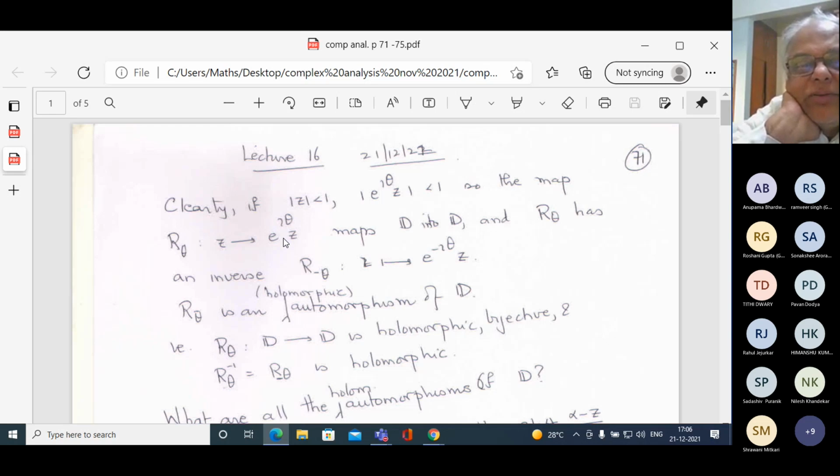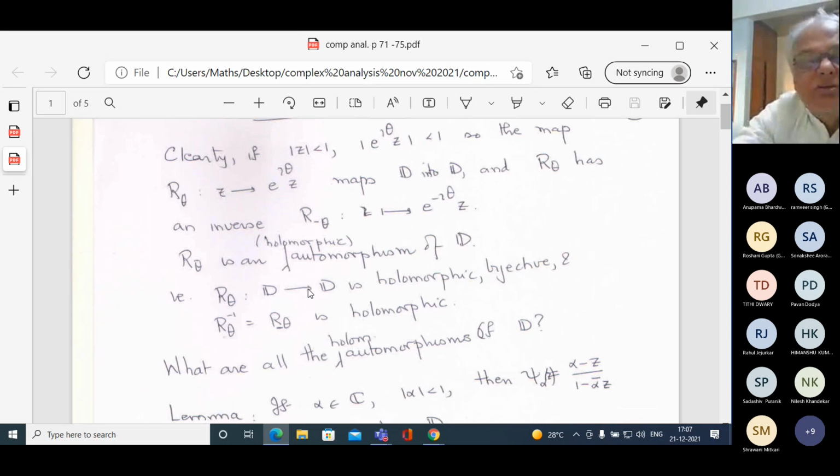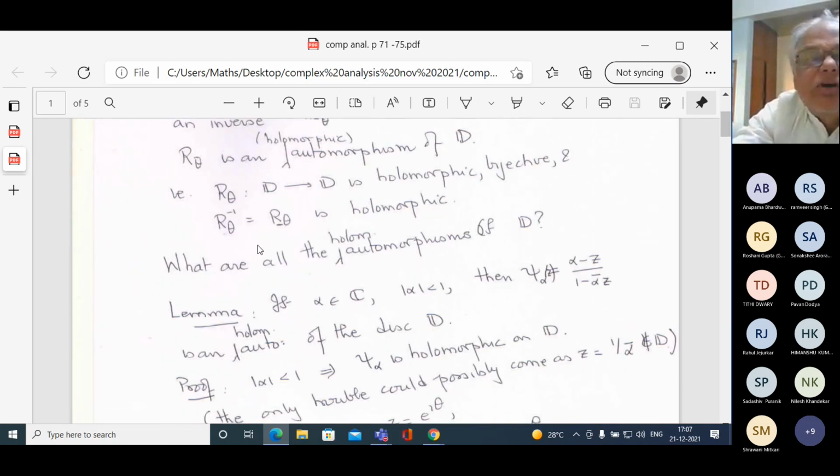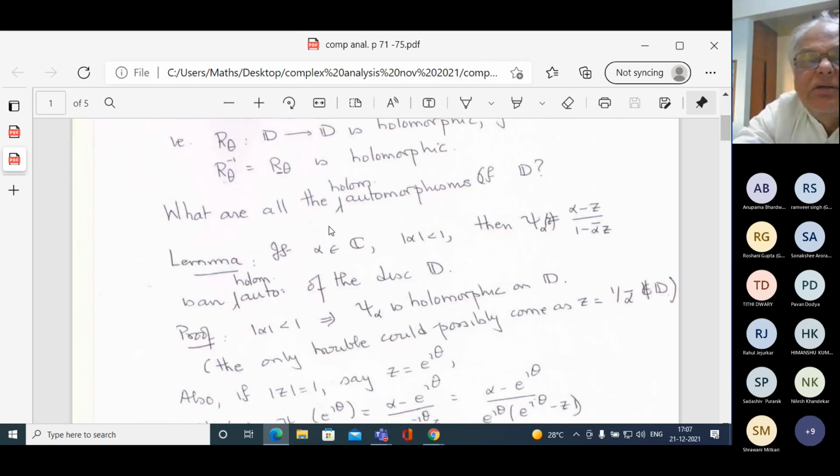Again, you can say something about this: there's a category going on here, with objects and so on. There are versions where you can say these things. So R theta is holomorphic and bijective. R theta inverse is R of minus theta, which is holomorphic. And the question we want to ask is: what are all the holomorphic automorphisms of D?